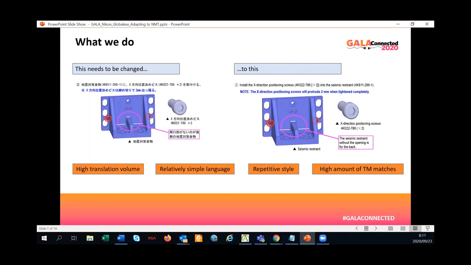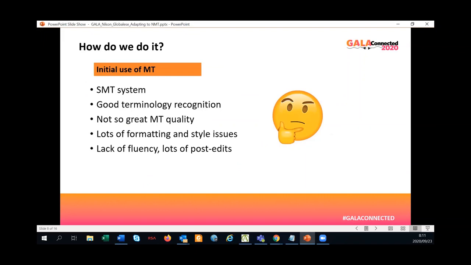So any new engineering procedure that comes in might have only on average like 10% new material. It's basically a lot of it has been translated before. And because we have a large amount of TM data going as far back as 2013, we were experimenting with SMT systems. That was our initial use of MT, and we were training custom SMT systems.